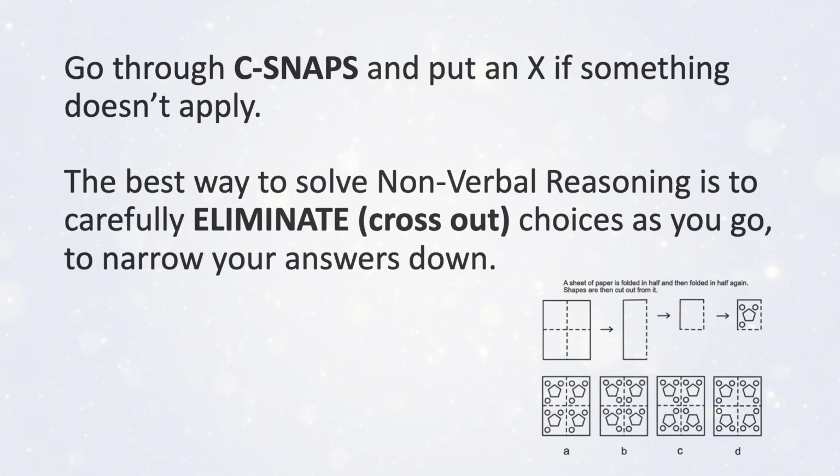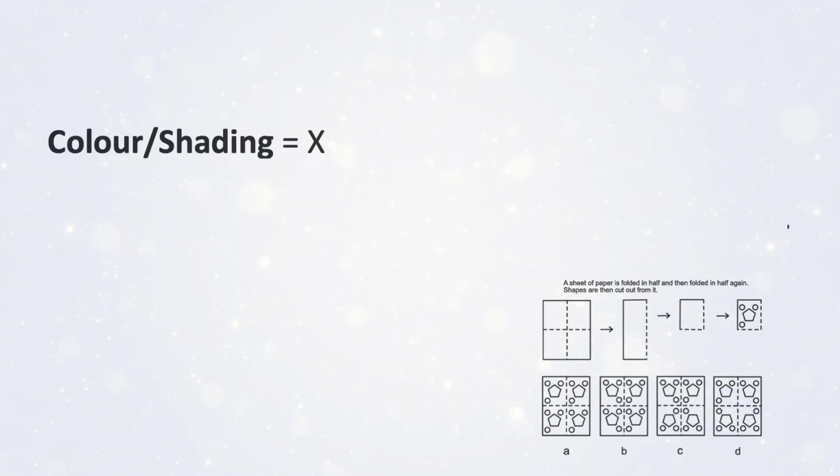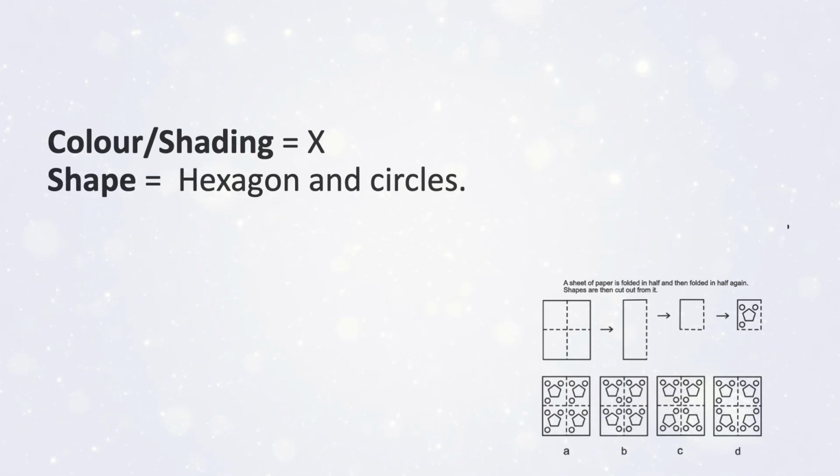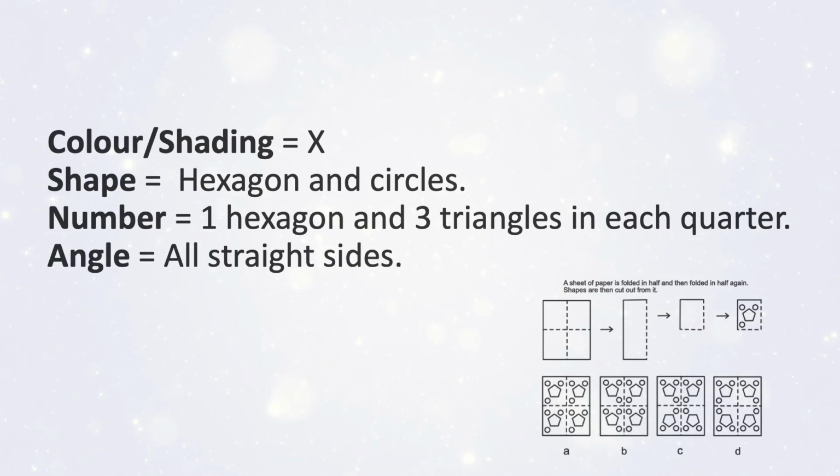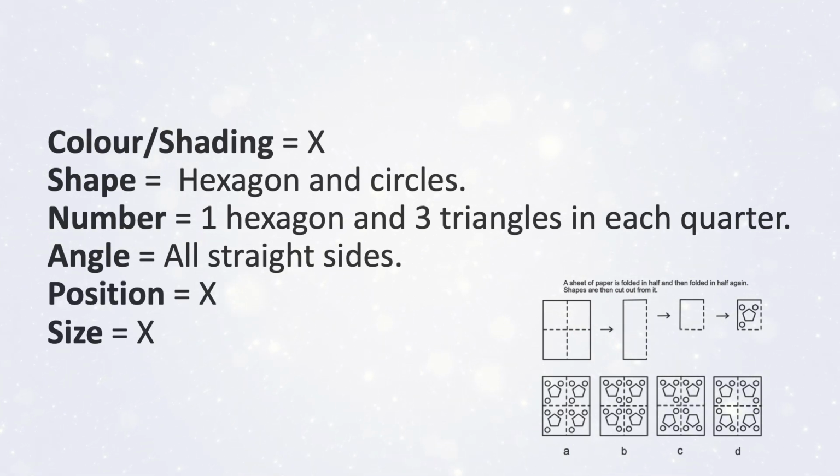your answers down. Are there any changes in color or shading? No. Are there any changes in shape? No, we have a hexagon and circles. Are there any changes in number? We have one hexagon and 3 triangles in each quarter. Are there any changes in the angle? No, they're all straight sides. Are there any changes in position? No. Are there any changes in size?